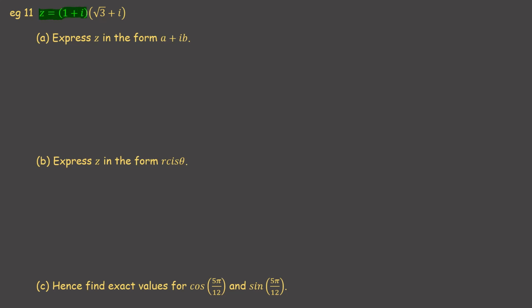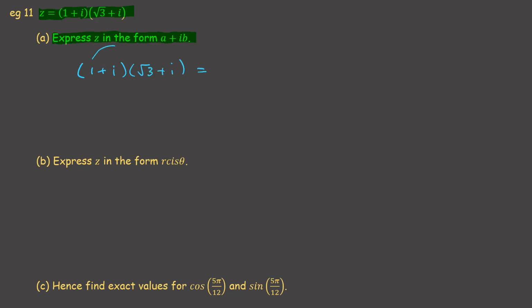z is equal to (1 + i)(√3 + i). We want to express z in the form a + ib, which means just basically expanding it out. So we have (1 + i)(√3 + i).